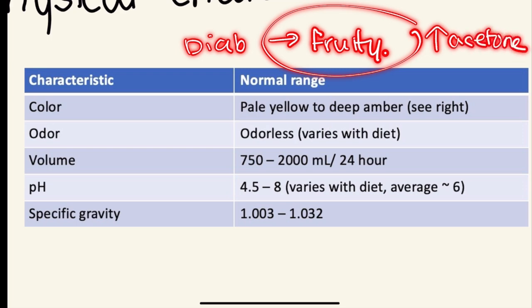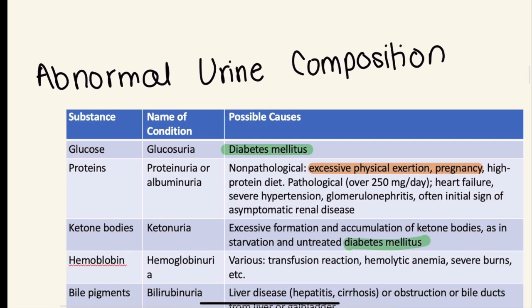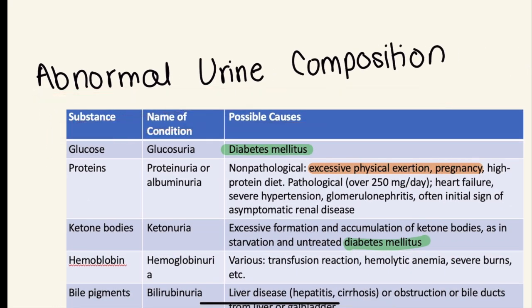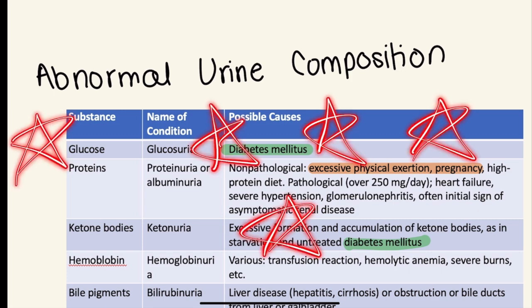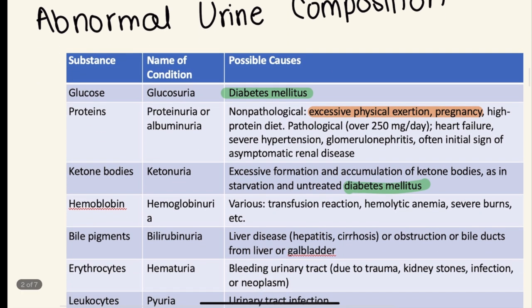So this high acetone makes the urine smell like a fruity scent. Okay, now moving on, abnormal urine composition. I cannot stress enough the importance of this table. Literally 5 stars over here. Understand and memorize, okay? So first understand and then memorize, okay?